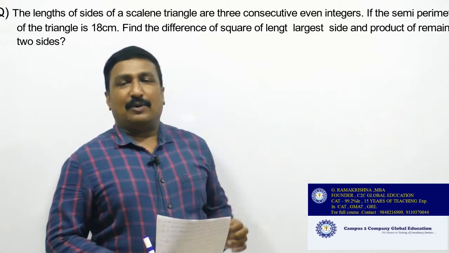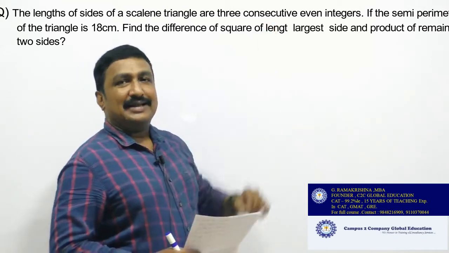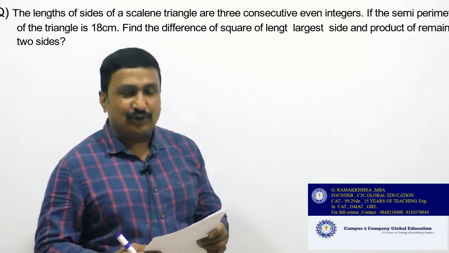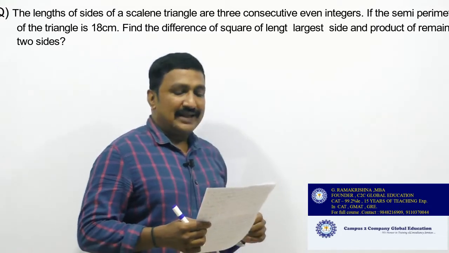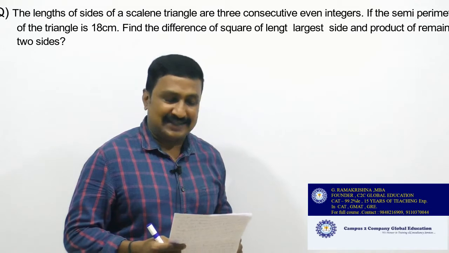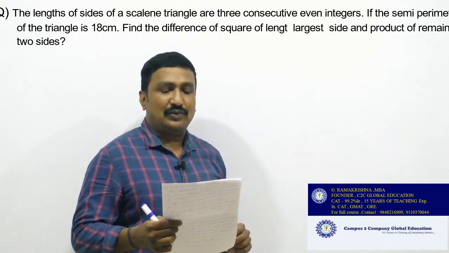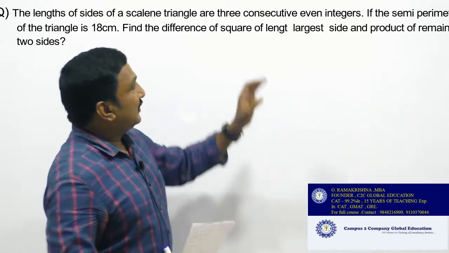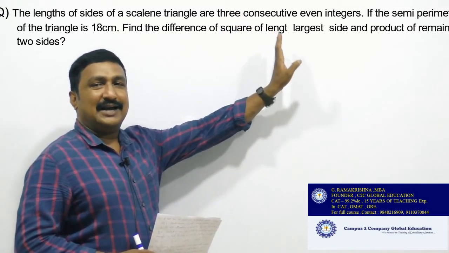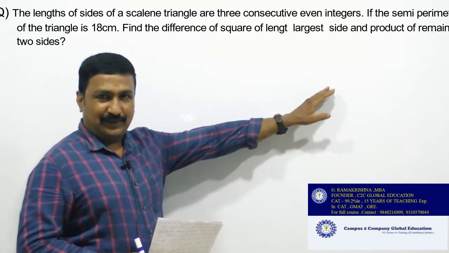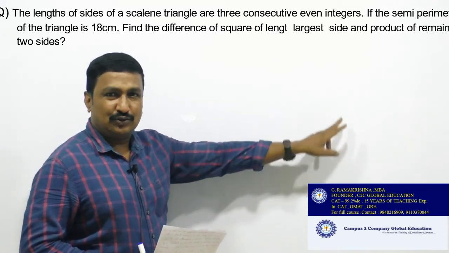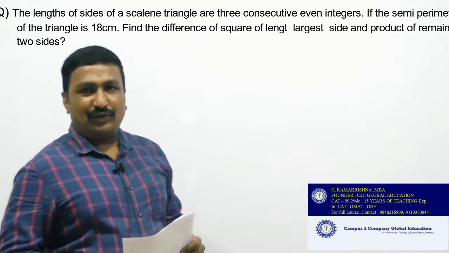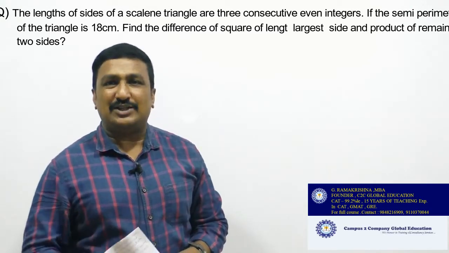Now look at the next problem friends. The length of sides of a scalene triangle are 3 consecutive even integers. If the semi-perimeter of the triangle is 18 centimeters, then find the difference of the square of the largest side and the product of the remaining 2 sides. Understanding friends? Here they gave scalene triangle, that is one point you have to remember, and its perimeter. So we should know these two pieces of information. For understanding purpose, I am explaining very slowly.